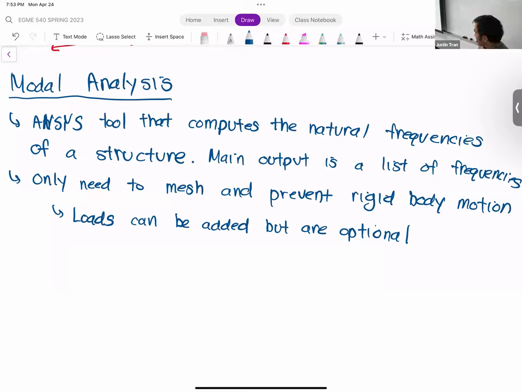One convenient way to set up modal analysis that requires very little work is to start with a static structural, because most of the time, if you're designing a structure from scratch, you're going to be doing static structural anyway. What you can do is link the modal analysis from the static structural, and then it's going to take the same mesh and the same boundary conditions, and you don't have to do everything twice.